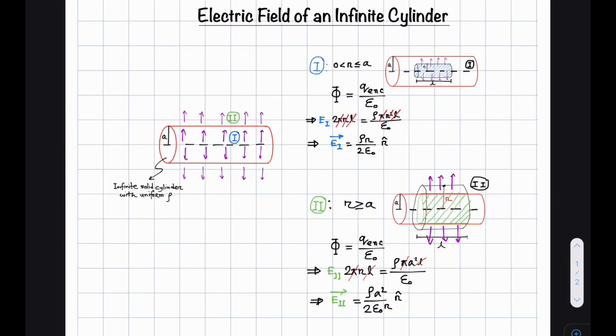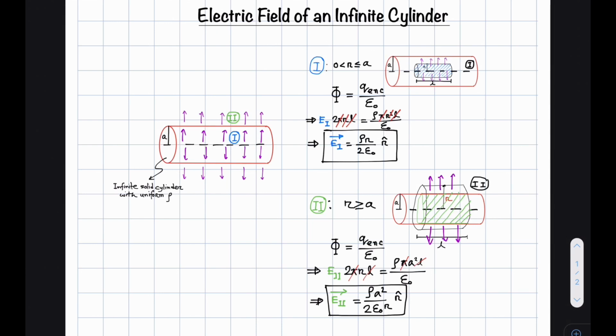So finally, we see that we have two separate equations for the electric field for these two regions. The first equation is valid for r less than or equal to a, and the second equation is valid for r greater than or equal to a. Now you can see that both the equations should be valid for r equal to a, and if you put r equal to a in both the equations, you'll see you get the same result.